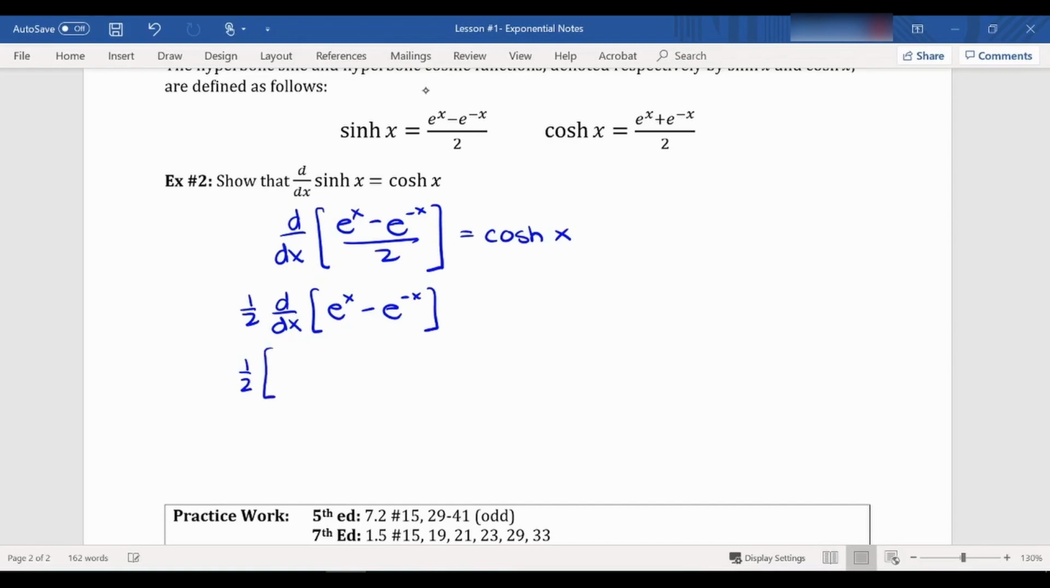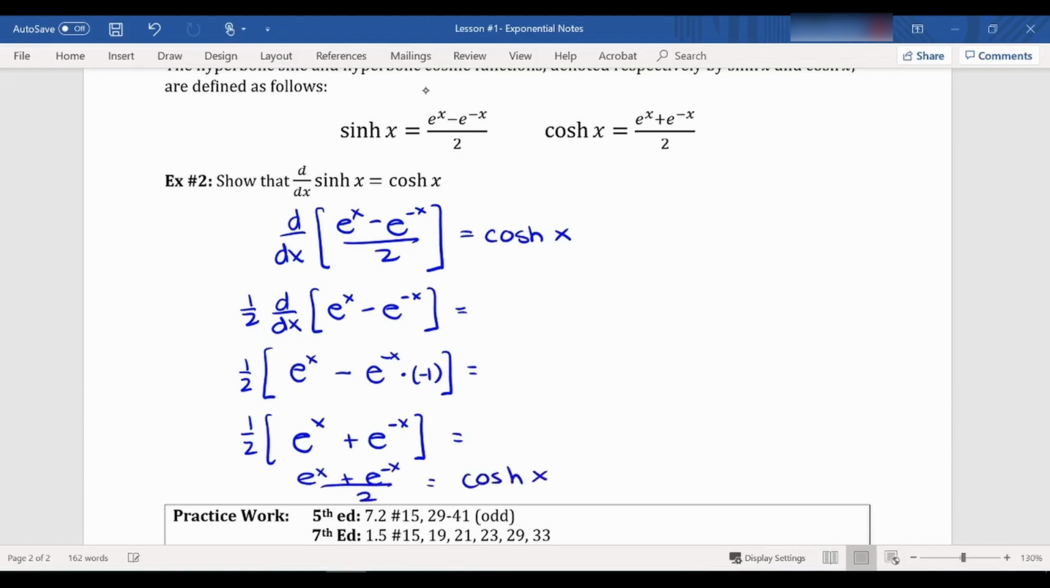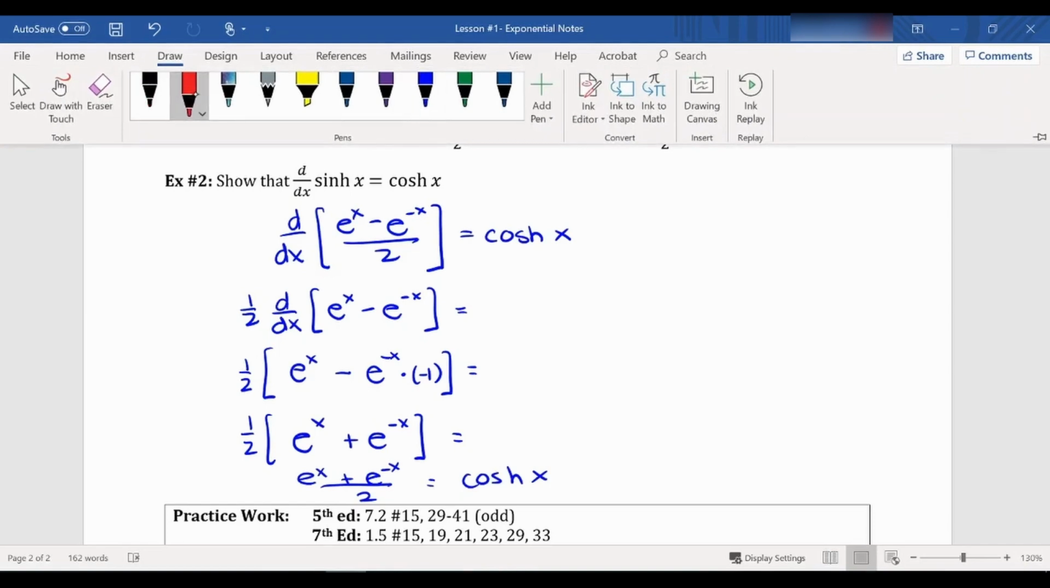Okay. Once we do that, we need the derivative of e, which is e, minus the derivative of e to the negative x, which would be e to the negative x times -1, because the derivative of the exponent is needed here, and the derivative of the exponent would be -1. We can then simplify this to get e to the x plus e to the negative x, which is hyperbolic cosine if we bring that 1/2 back in. So we have shown that that's true.